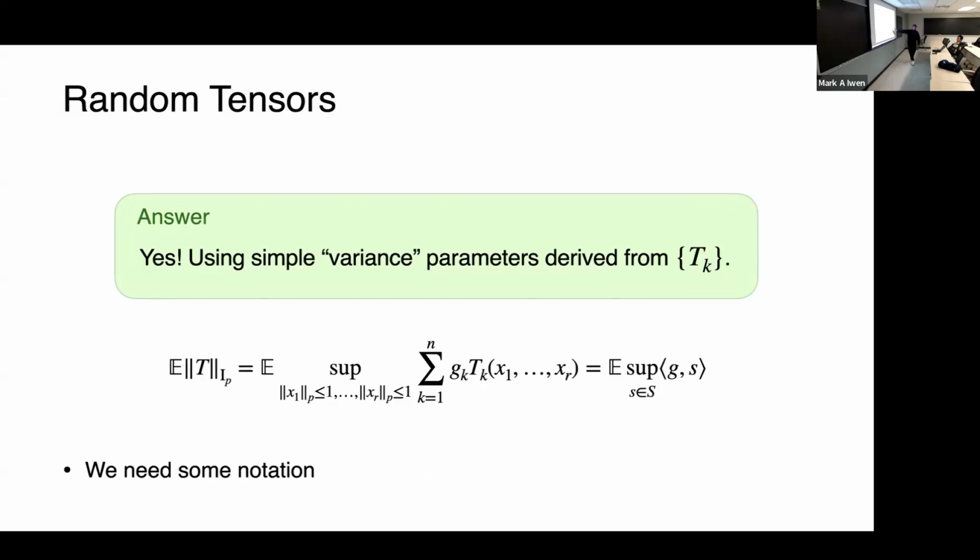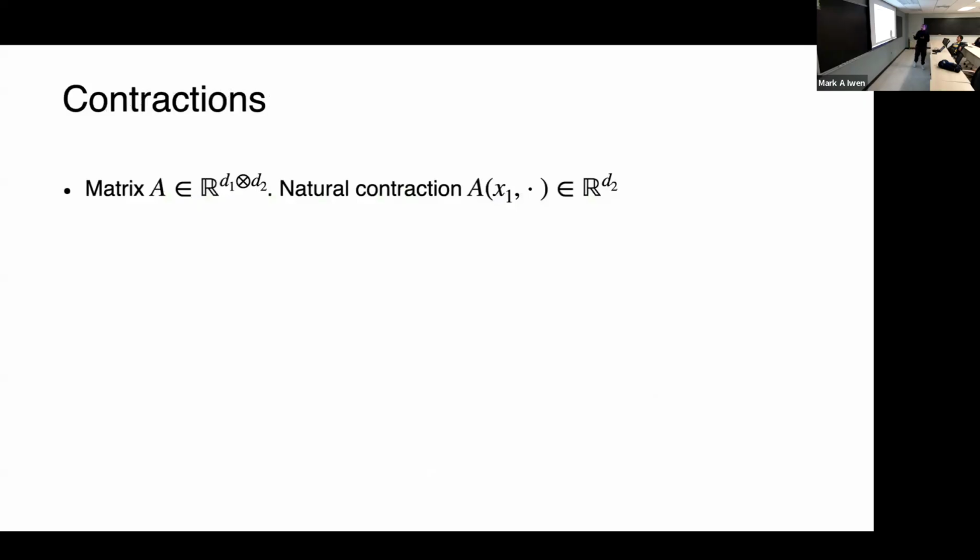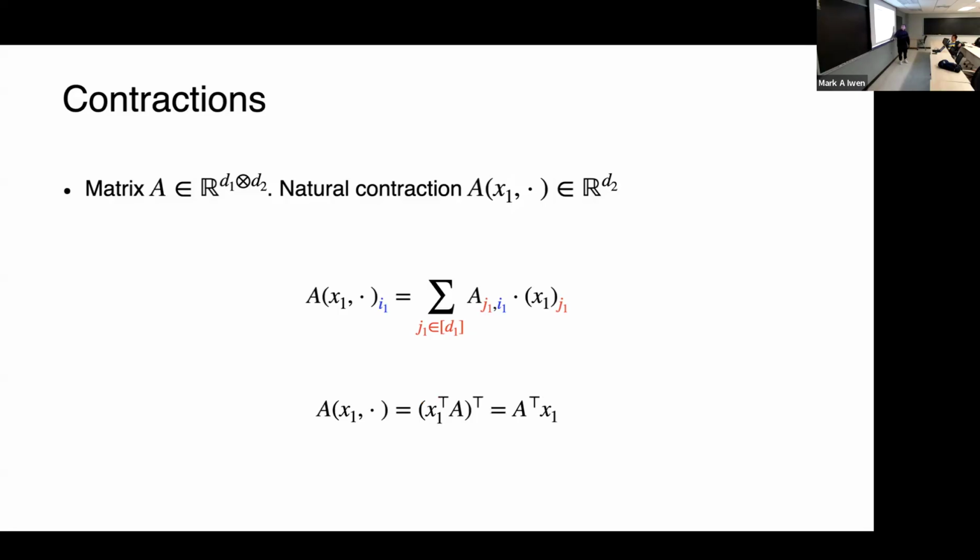To define our bounds on this quantity, we're going to have to, unfortunately, introduce some simple notation. Recall that for a matrix, an order 2 tensor, there's a really natural contraction using a vector x_1, taking the matrix A and making it into a vector in dimension d_2. I'm just summing out one of the indices of the tensor, or the matrix in this case. In usual linear algebraic notation, I can maybe write it like this: x_1 transpose A.